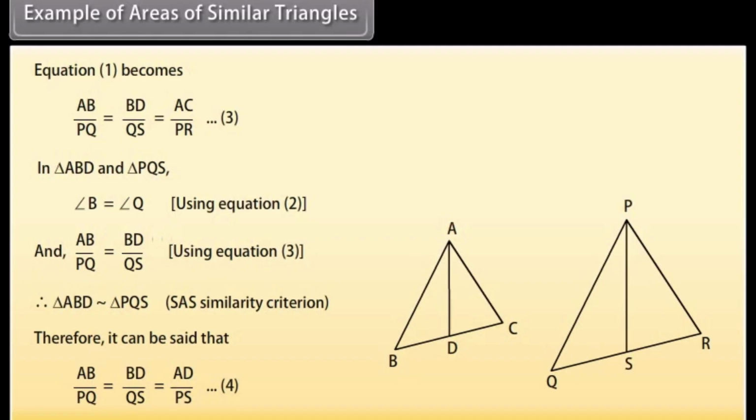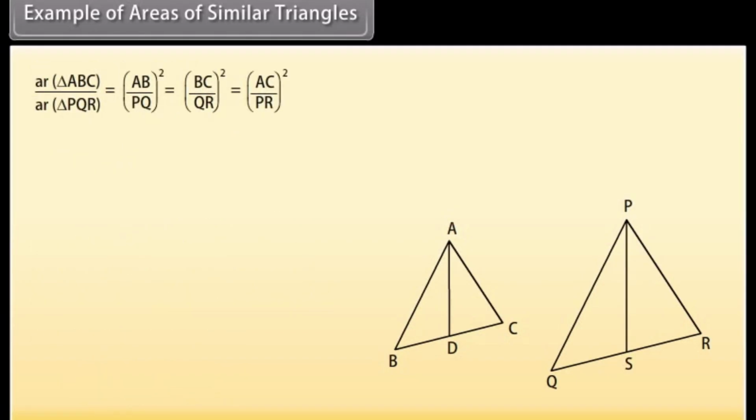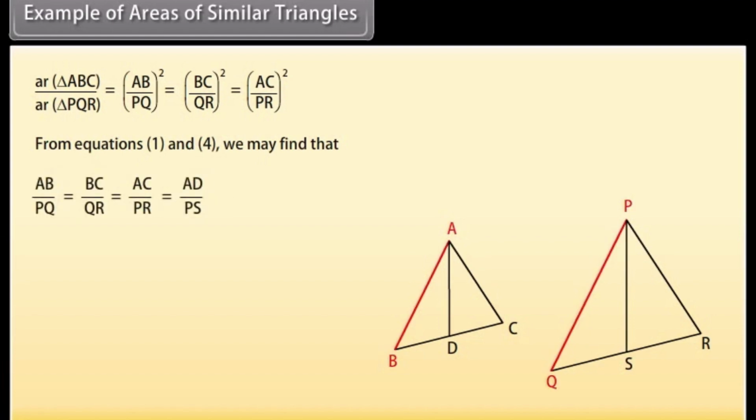Mark it as 4. Area of triangle ABC upon area of triangle PQR equals (AB upon PQ) whole square equals (BC upon QR) whole square equals (AC upon PR) whole square. From equations 1 and 4, we may find that AB upon PQ equals BC upon QR equals AC upon PR, which is equal to AD upon PS, and hence area of triangle ABC upon area of triangle PQR equals (AD upon PS) whole square.